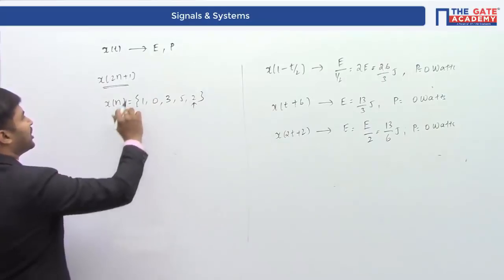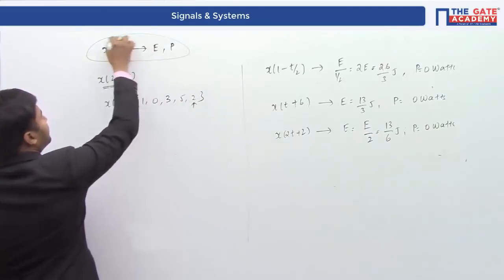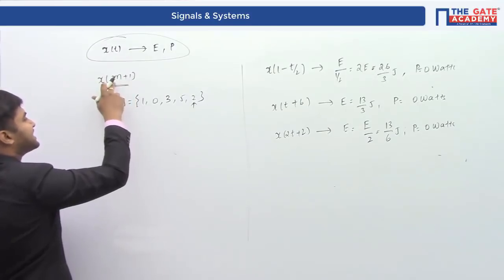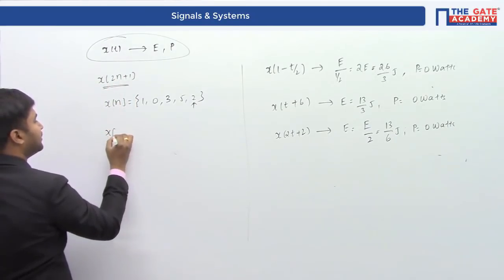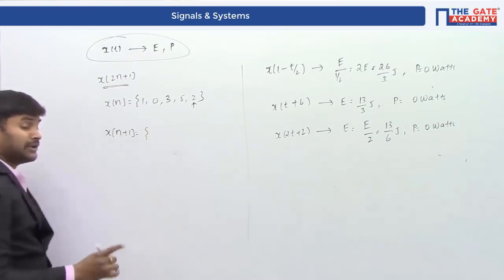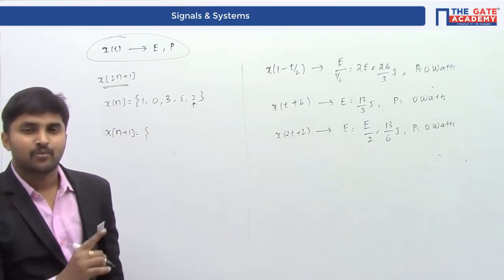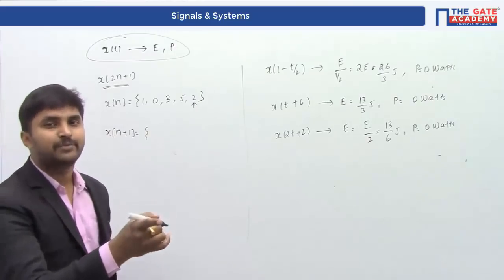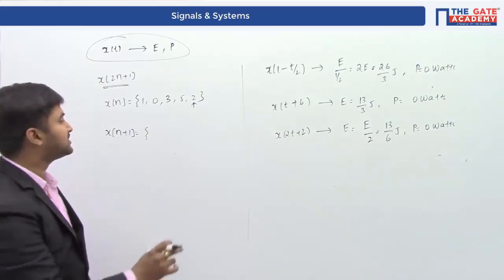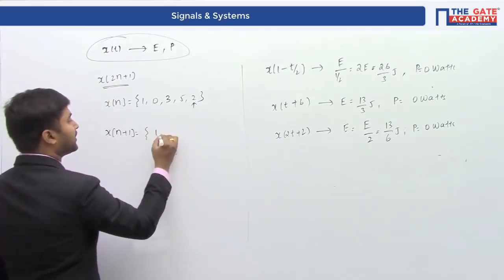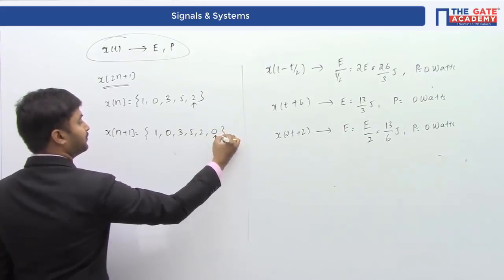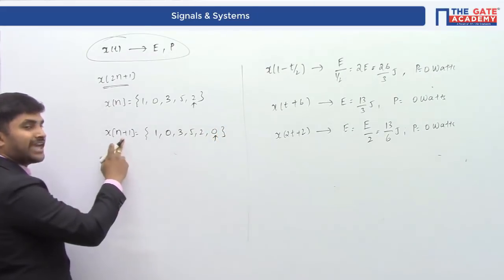Here we are not going to use the formula that we used for continuous time signals. We will first do the shifting and then the scaling. So let us shift it. x of n plus 1 is advancing by 1 unit. Whenever I advance the signal by 1 unit, I shift the arrow towards the right by 1 unit. So it becomes 1, 0, 3, 5, 2 and 0. This is my x of n plus 1.